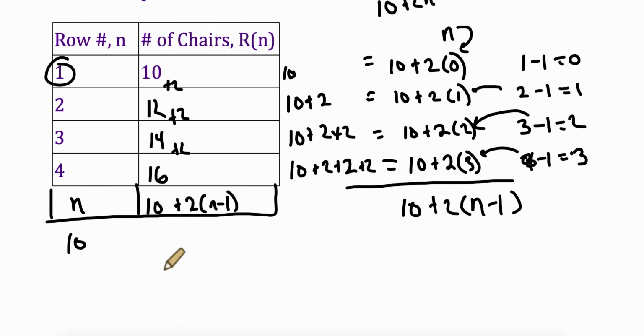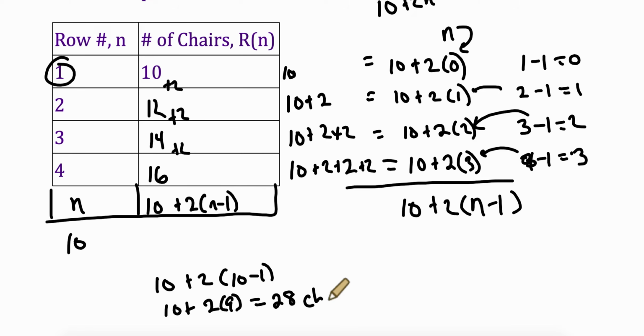If I want to find the 10th row, I would do 10 plus 2 times 10 minus 1, because n is the number of rows, row 10. 10 minus 1 is 9. 2 times 9 is 18, plus 10 is 28 chairs. So it really helps us out quite a bit if we have that explicit formula.